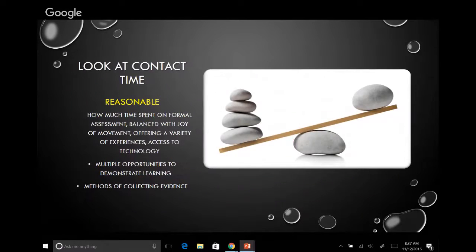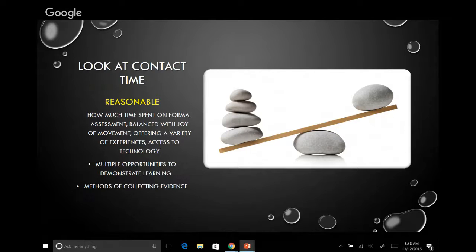So then we have to consider what is reasonable. When all is said and done, we want to balance out that exploration time, the formative assessment time, giving our kids a variety of experiences, really making sure that when all is said and done, they're still playing.